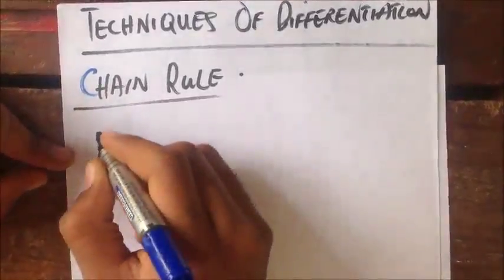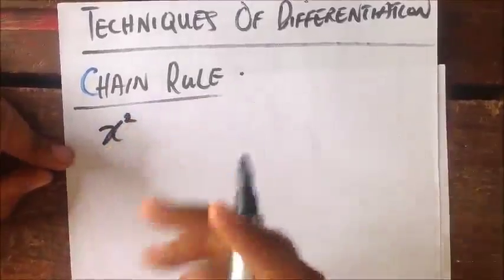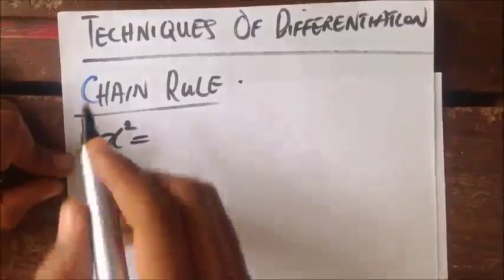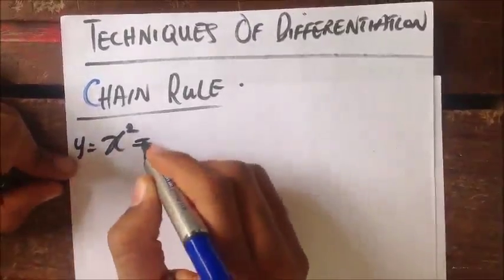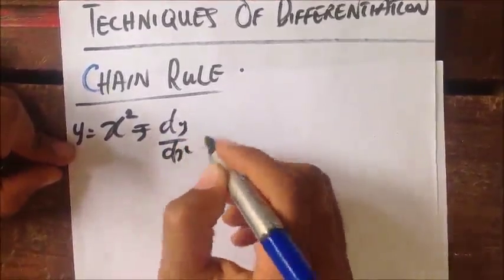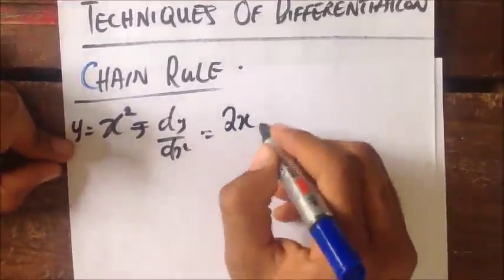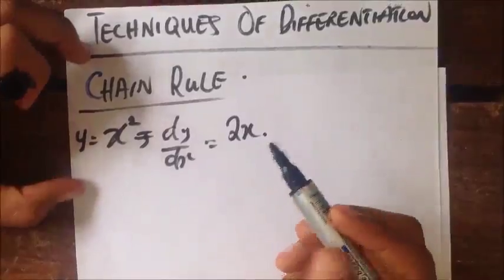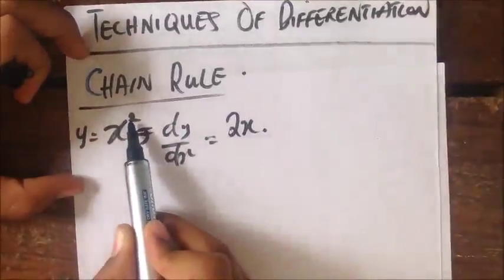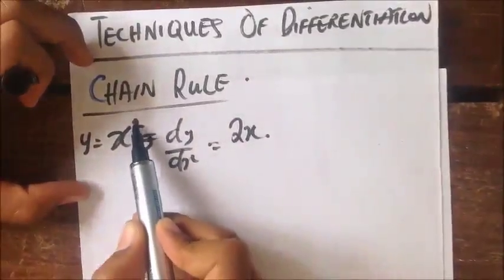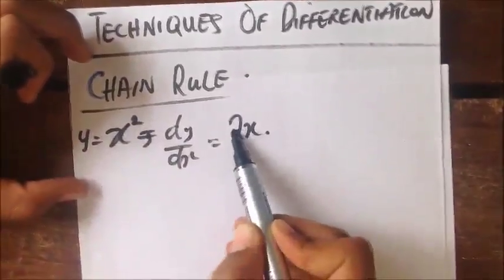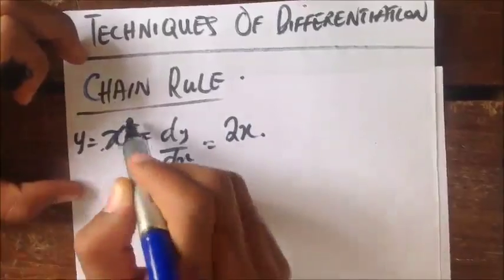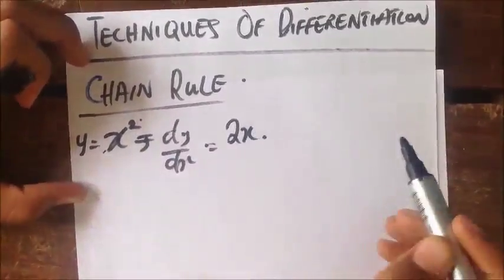Meaning, if I have x squared, as in the first example we did, if y is equal to this, then dy/dx is simply going to be 2x. We've seen that already. A pattern emerged: my power multiplied my coefficient. I brought the power down to the front, 2x, then I subtracted 1 from my power, so it's x to the power 1.